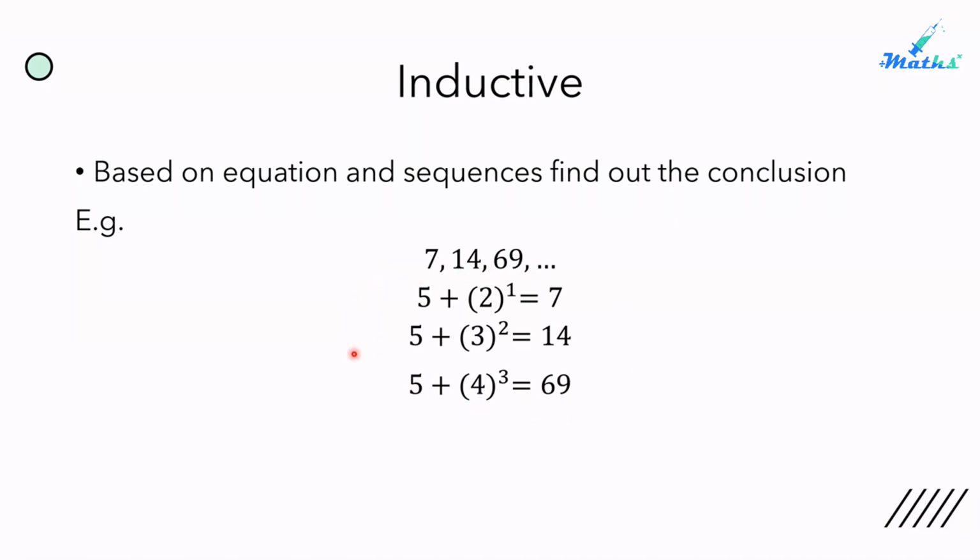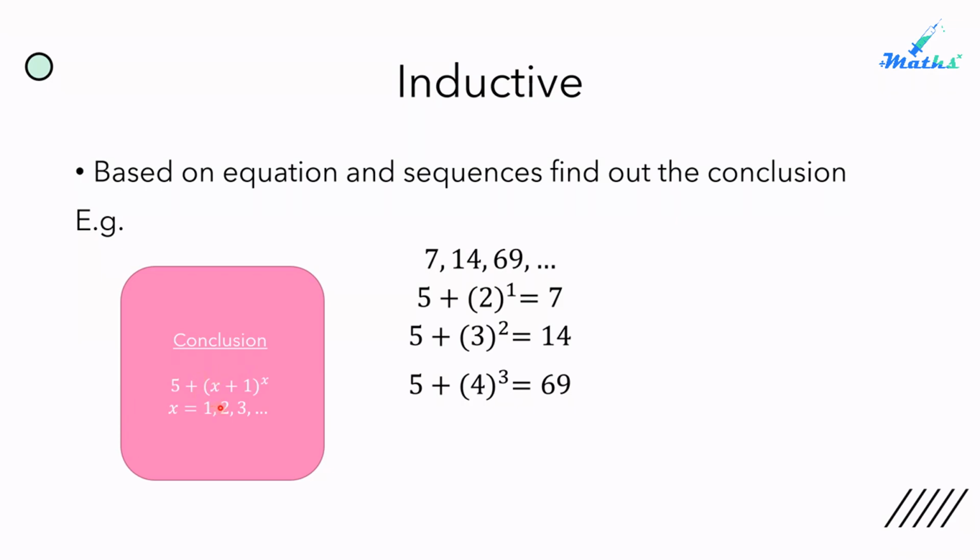As you can see from the equation, the answers of the equations are 7, 14, 69, and so on. So in this question, what we need to do is write out the conclusion, where we take the number that never changes, like 5 here. The first equation has 5, the second is also 5, the third is also 5. So I just take the 5 and put it here, and plus bracket 2. As you can see here, 2, and the second equation changes to 3, and the third changes to 4. So this is not the never change.